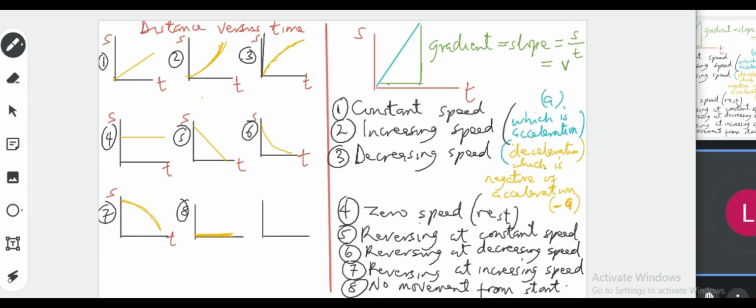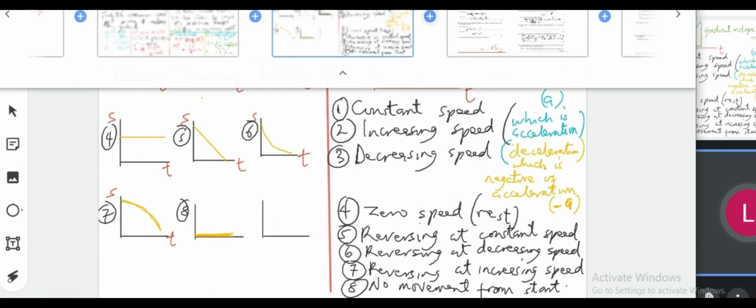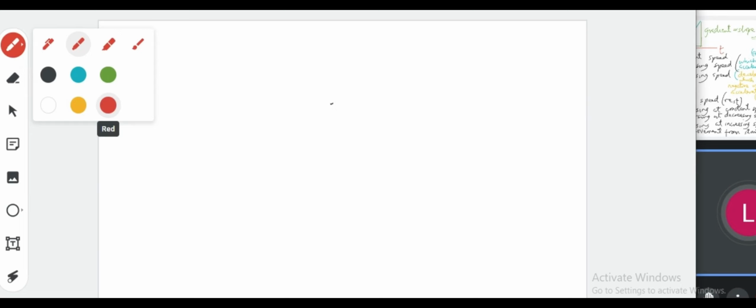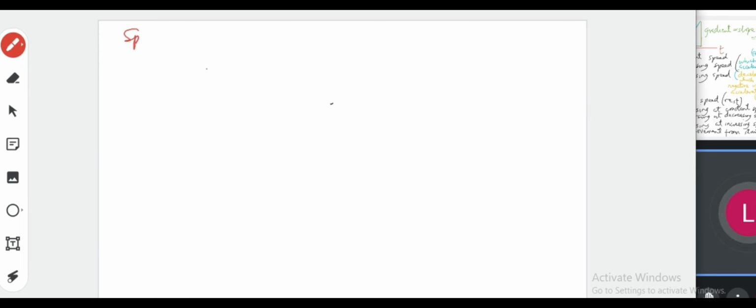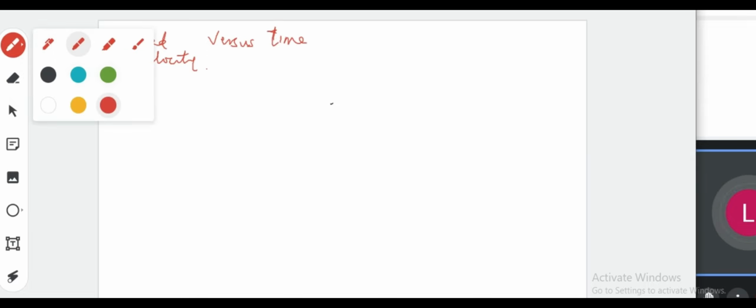Okay, that is noted. Let me represent this again in a different way before we quickly answer our question. Go to the next page. Let me draw this. Let's quickly look at speed against time now, or velocity versus time. Still under motion graphs.